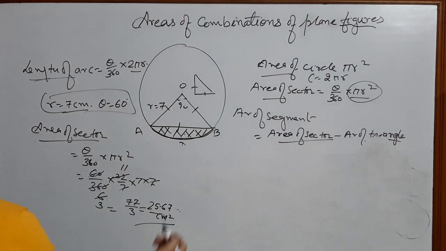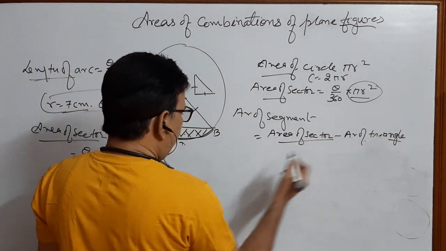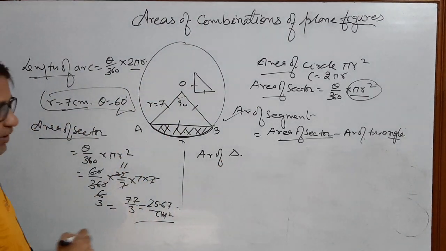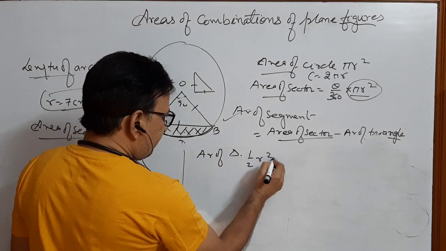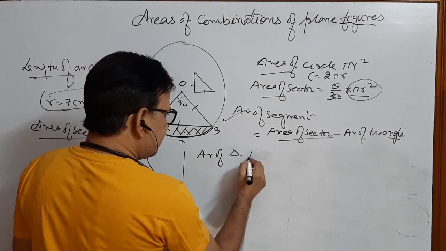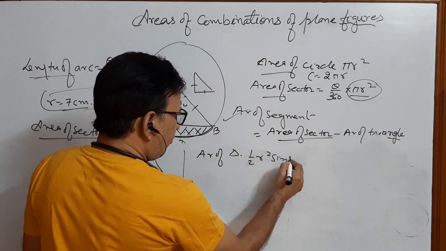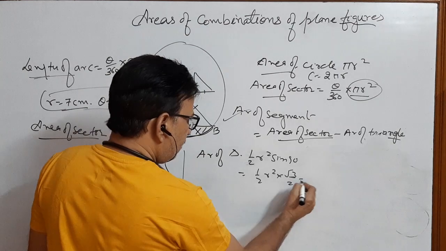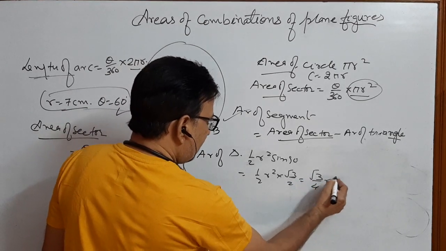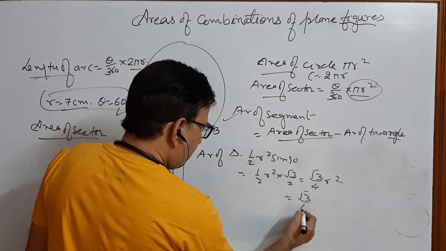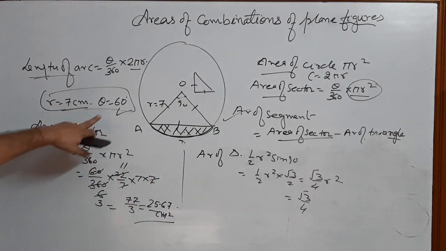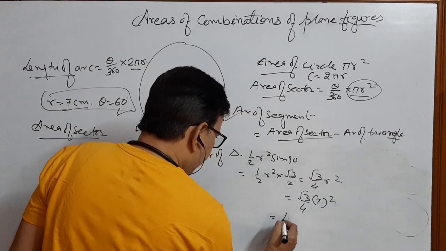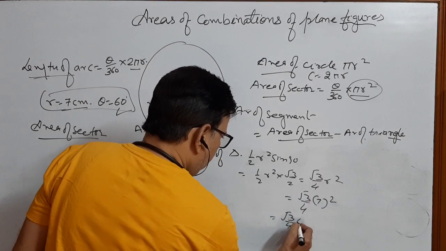So now the area of segment is the area of sector minus the area of triangle. And theta is given here as 60 degrees. So half r square sine 60. So 1 by 2 r square into root 3 by 2. So we will get root 3 by 4 r square. Here r is given as 7 centimeter, so 7 square. Finally we get root 3 by 4 into 49.